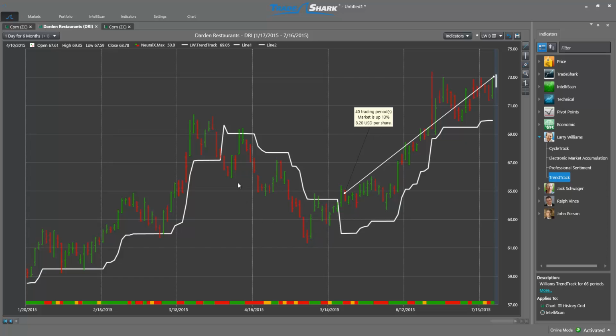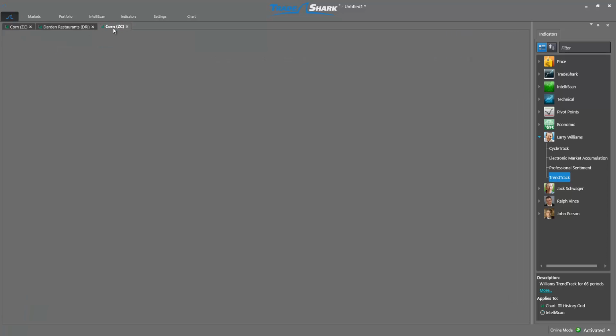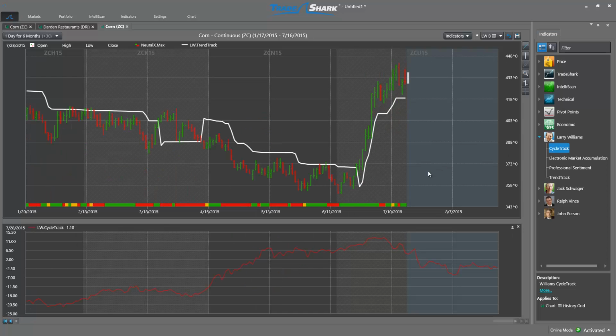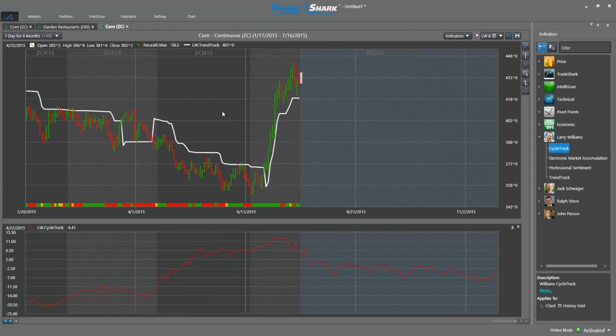The second premium indicator that Larry has made available exclusively to TradeShark users is called CycleTrack. CycleTrack projects out 90 days into the future and gives traders a good estimation of where prices are likely to move based on the cyclical content of the market data. This allows traders to prepare for major tops and trend reversals, which can result in highly profitable trading opportunities.